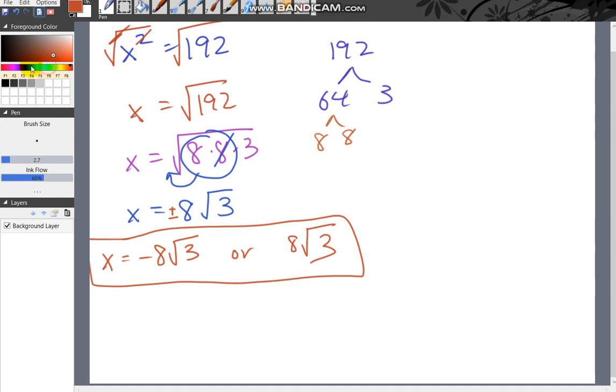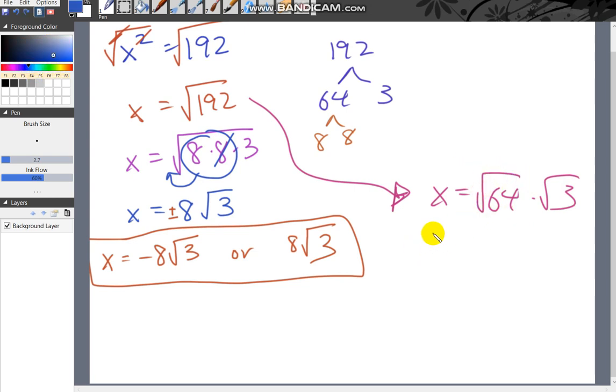Again, what I mentioned earlier is, if you guys don't like the way I showed you, you could also do it this way, right? So we know 64 and 3 makes 192, right? So this is the same thing as x equals the square root of 64 times square root of 3. If you know that the square root of 64 is going to be 8, this is just x equals 8 square root 3. And that is exactly what we have there, if you're wondering. Okay? All right. I have a few more examples.